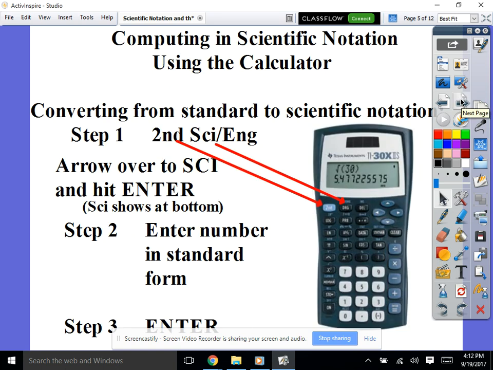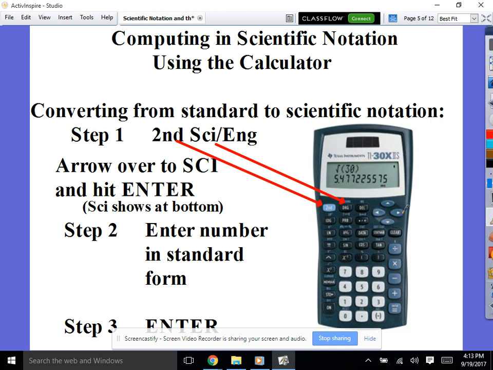All right, so on your notes you have this picture, and we're using the TI-30X2S calculator. If we want to convert from standard to scientific notation, step one, we need to click on the blue second button, and the button next to it which says DRG, and it will bring up FLO, SCI, and ENG. You want to use the arrows to arrow over under SCI and hit enter. Then SCI should show at the bottom of your screen so that you know your calculator is in scientific notation mode. You enter your number in standard form, and step three, once you've entered it and you hit enter, it will convert it to scientific notation.